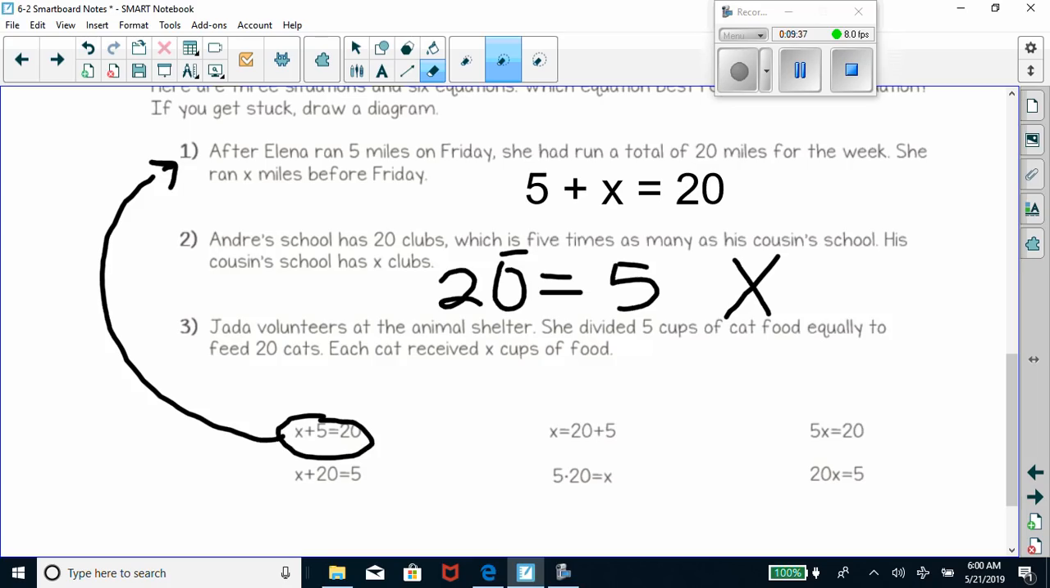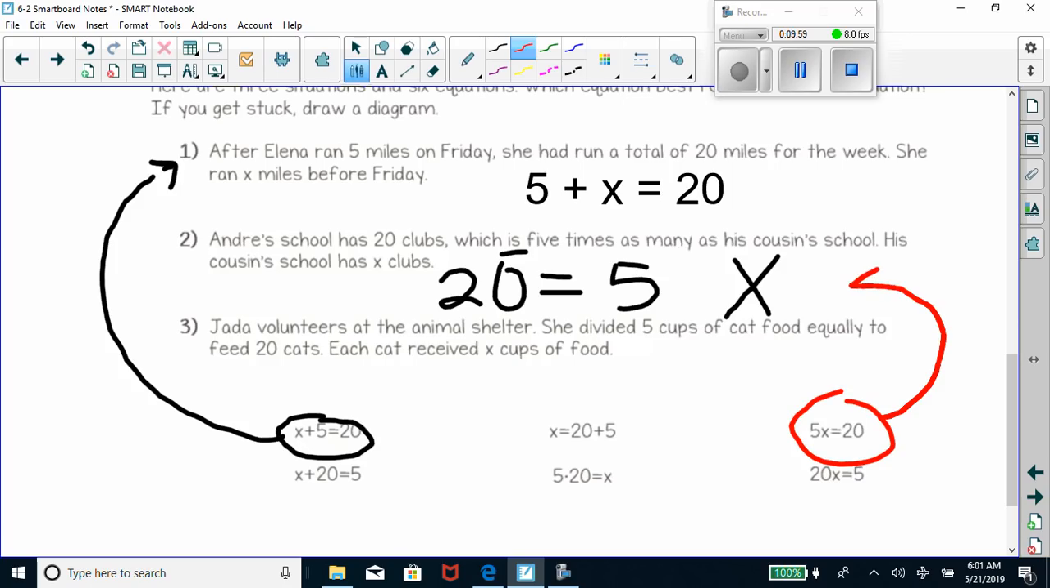And when I do that, if I come down and look at my available equations to choose from, I notice this one right here, 5x equals 20, is the same as 20 equals 5x. So this one would be the solution to this phrase.